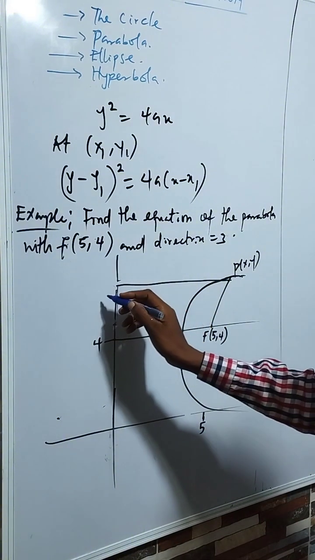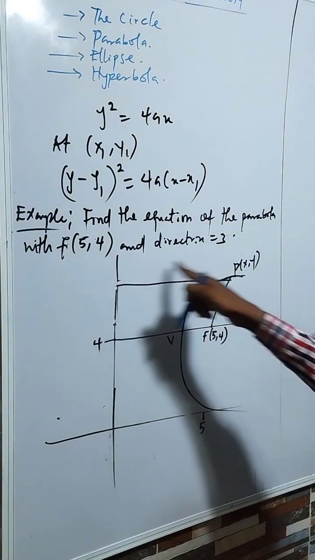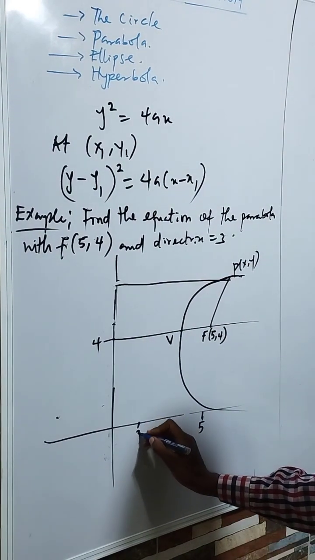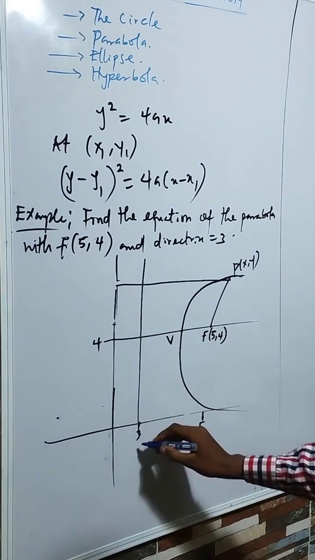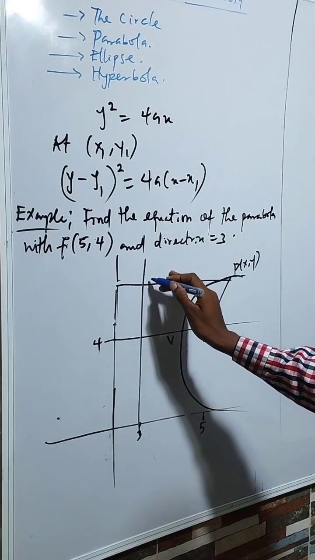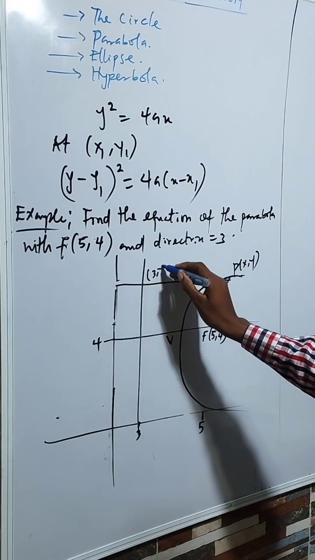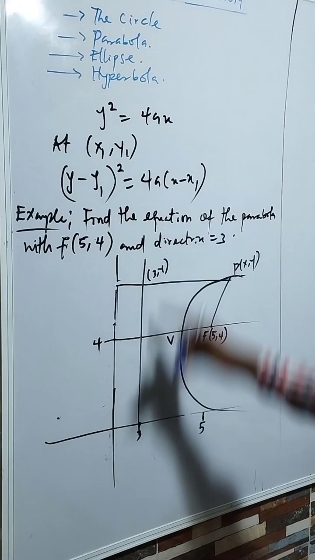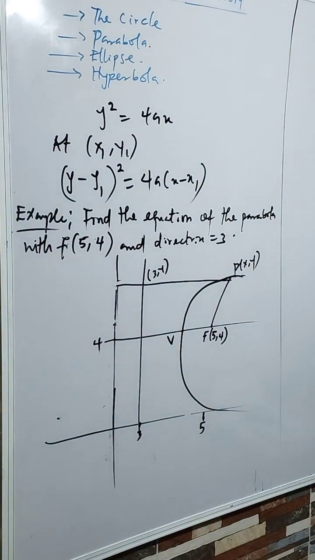So here can be my directrix. We are told that the directrix is 3, so that is x equals 3. So let's place this place as 3. If I draw this line down, we have x here to be 3, and here we have (3, y). That is the x here. So x is 3, the directrix is x equals 3. So I've been able to sketch this out carefully.